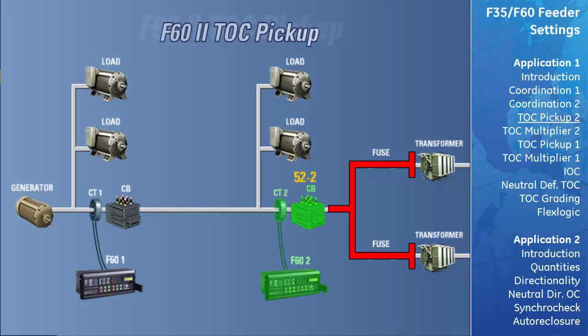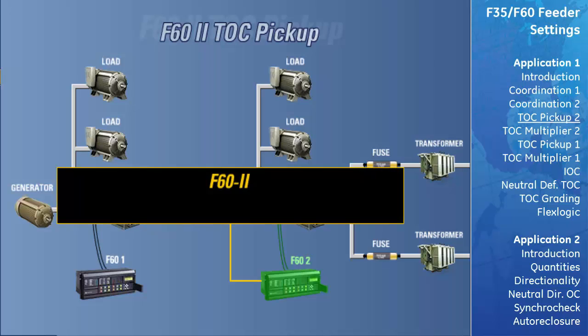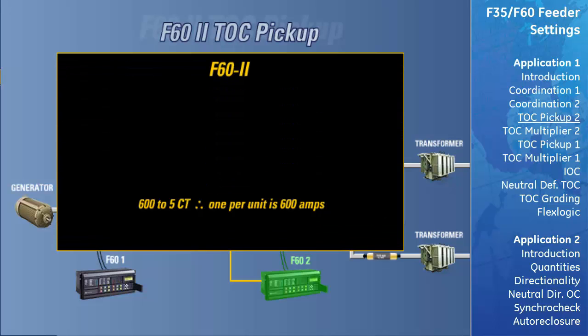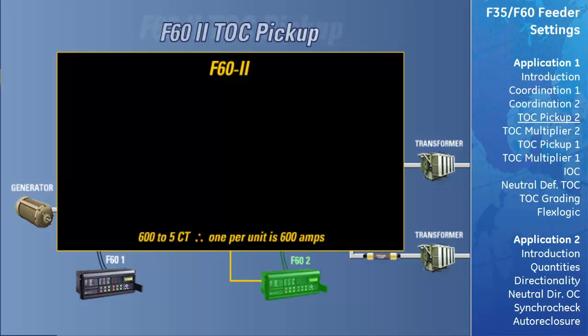Now we will determine the pickup setting for the F60 II phase time overcurrent, or TOC for short. First, we need to calculate the maximum load current. Remember that within the universal relay, the pickups are set in per unit values. The F60 II relay has a 600 to 5 CT, and so 1 per unit within this relay is 600 amps.